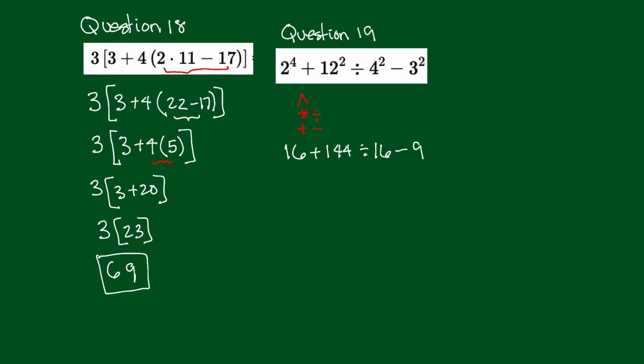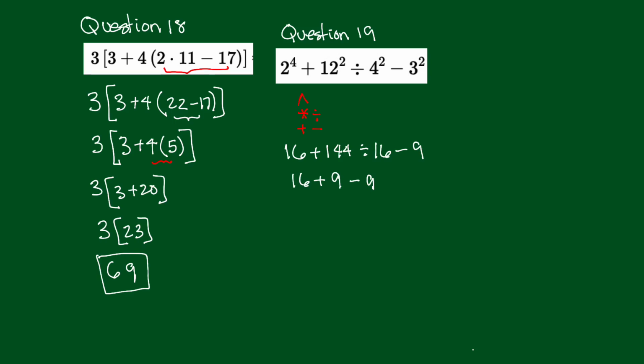Now, I'm not just going to go left to right here because I have an addition and then a division. Division is higher than the addition or the subtraction, so I'll do that one first. So I'm going to take care of that one right there. So this is going to give us 16 plus, now 144 divided by 16, if you're not sure, it's a 9. And then I'll have the minus 9.